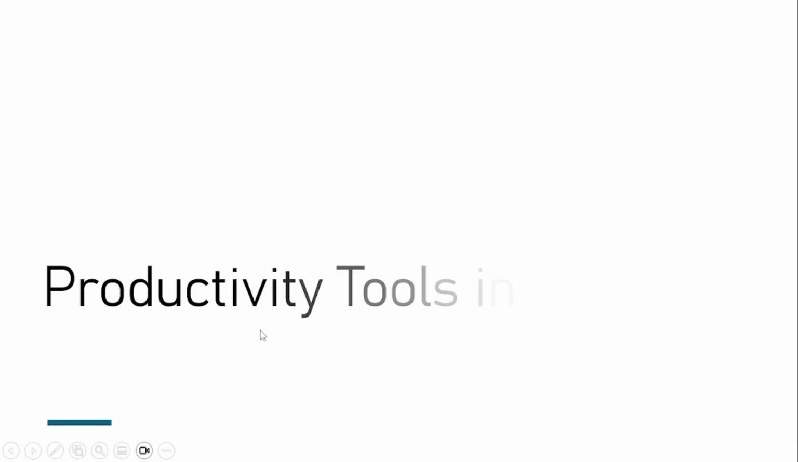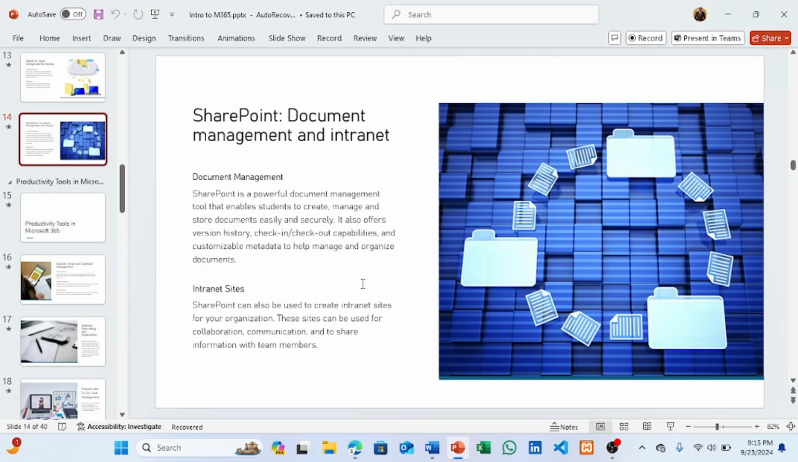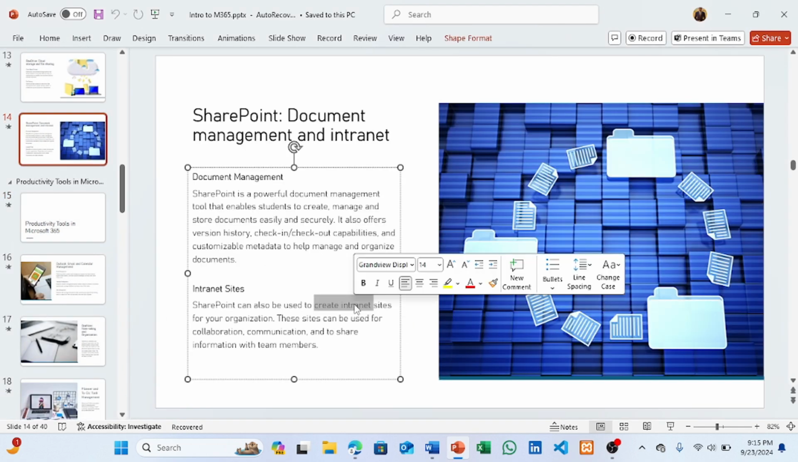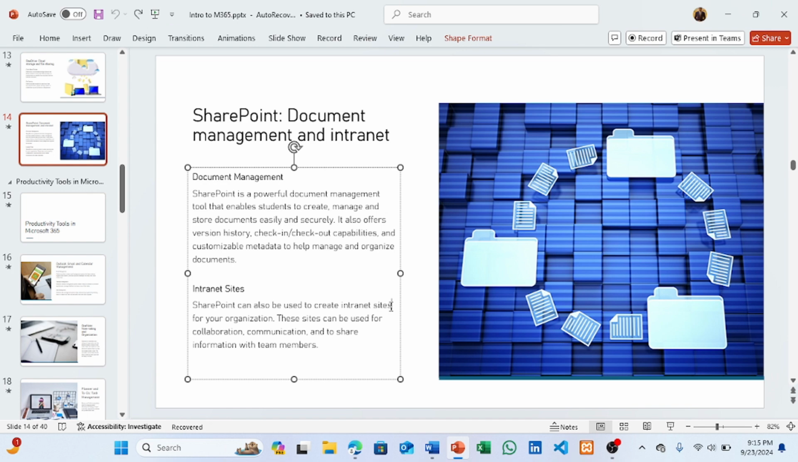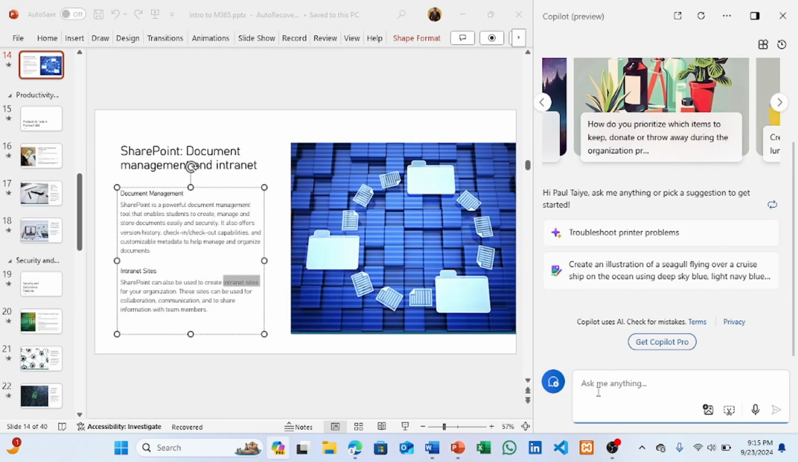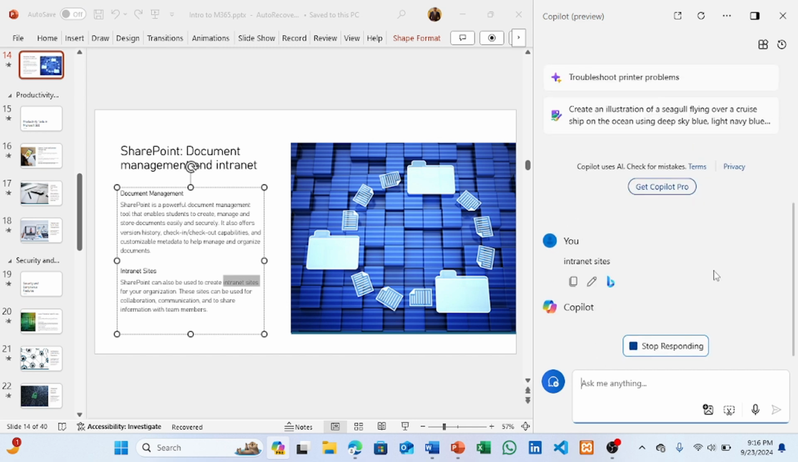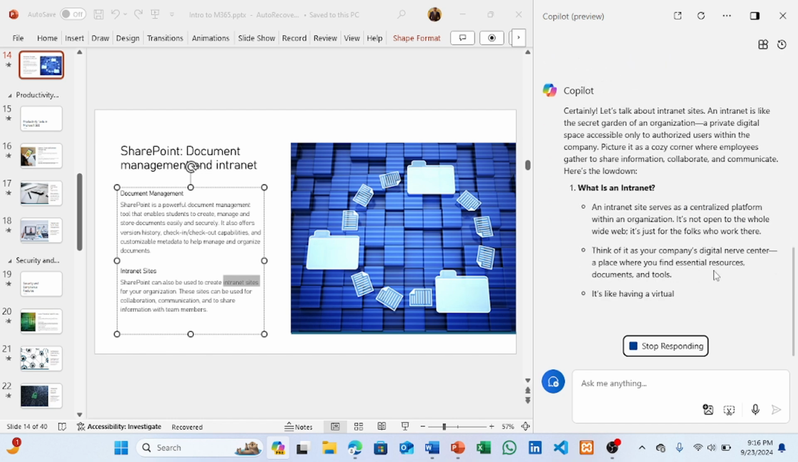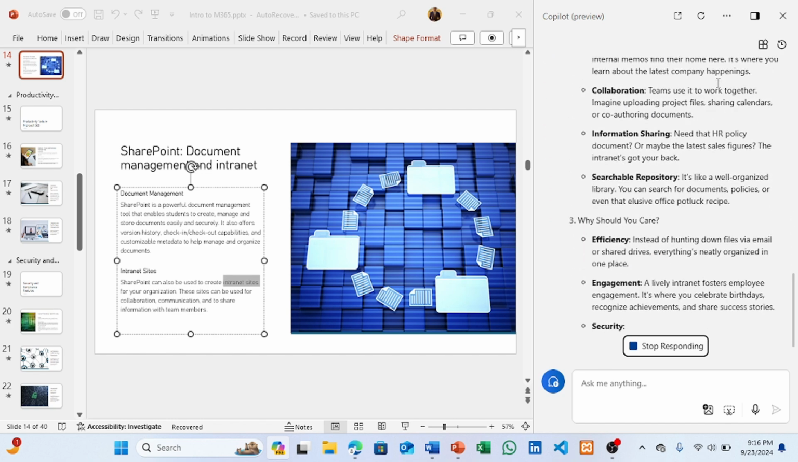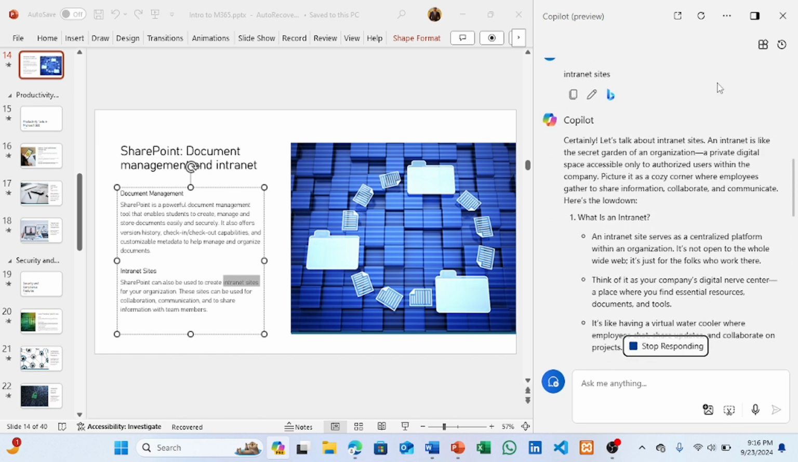Maybe we want to look at what we have as intranet site. So I will use this opportunity to show you around what Copilot is capable of doing. Now I just sent a prompt saying intranet site. Okay, it says, it's essentially, let's talk about intranet site.